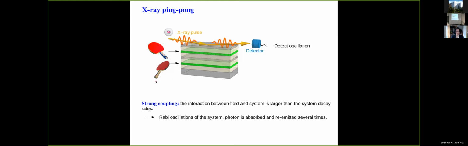In the strong coupling regime, you have a field and the system, and the interaction between field and system is larger than the system decay rate. So the field and the system can exchange a photon many times before this photon is lost to the environment. In our case, it's not the same, but we have the same type of Rabi oscillations because the photon is absorbed and re-emitted many times between the two ensembles. And let me show you our theoretical idea first and then also the experimental results.